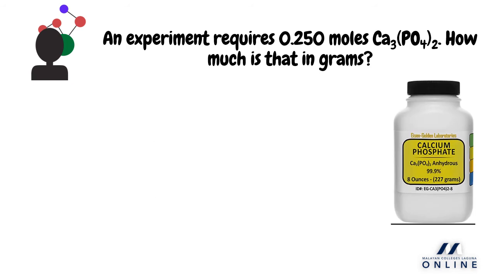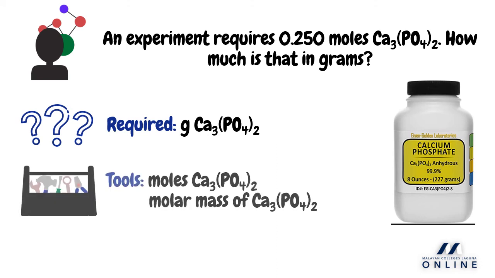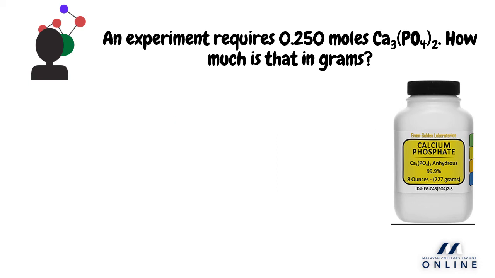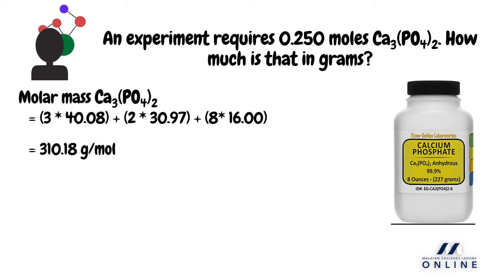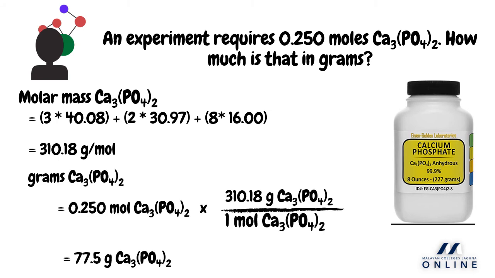In this next example, we will convert moles of calcium phosphate to grams of calcium phosphate. So this is a mole to mass conversion. So what we need is a molar mass of calcium phosphate. Doing the calculation, we're going to utilize the molar mass of calcium phosphate, which is 310.18 grams per mole, to convert the moles of calcium phosphate to grams. And that would lead us to the answer, which is 77.5 grams calcium phosphate.